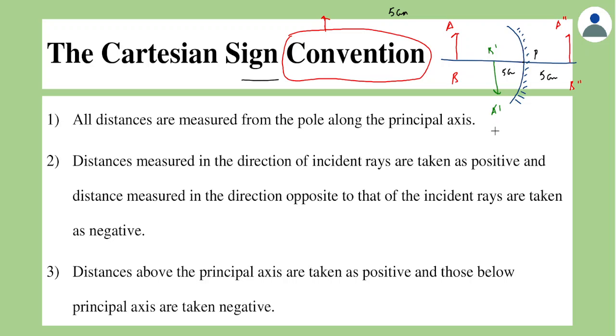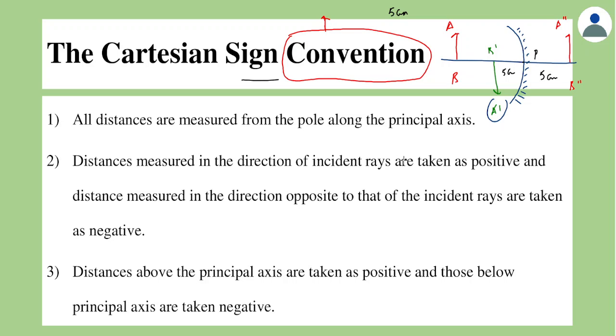In this case, we want to find out such instances, and also observe that AB or A double dash B double dash is erect while A dash B dash is inverted. So again, A, B and this can't have the same signs. To avoid such confusions, we use the sign convention.